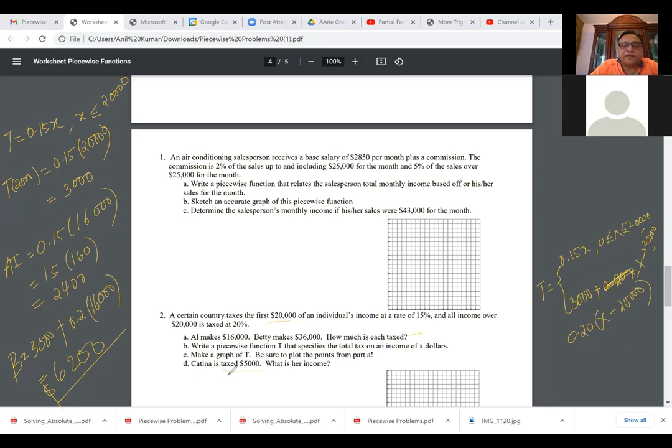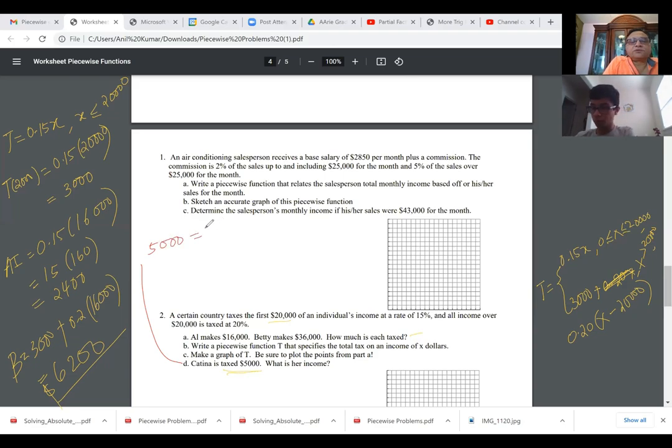Then you say, if the tax is 5,000, what is her income? So 5,000 is more than 3,000. You can substitute in this equation and solve, right? The last equation I'm doing here, part D, 5,000 is the total amount. We write 5,000 equals 3,000 plus 0.20 times x minus 20,000. Wait, why are we using 5,000 in this equation? Oh, read part D. Oh, she's taxed 5,000. Okay. That is the tax, right? So we'll solve for it.